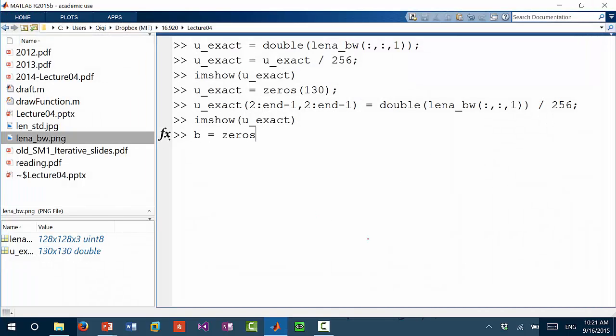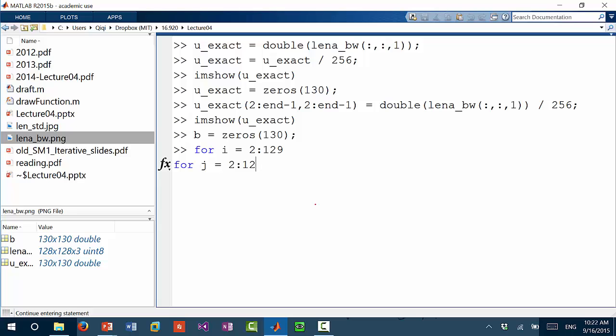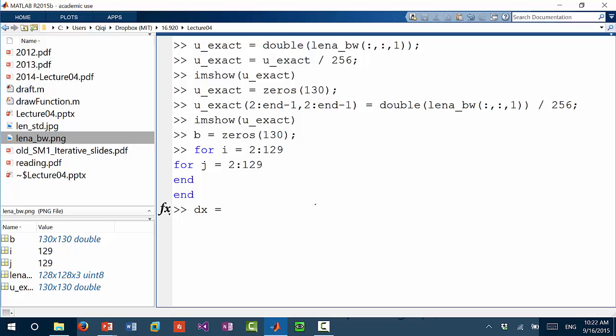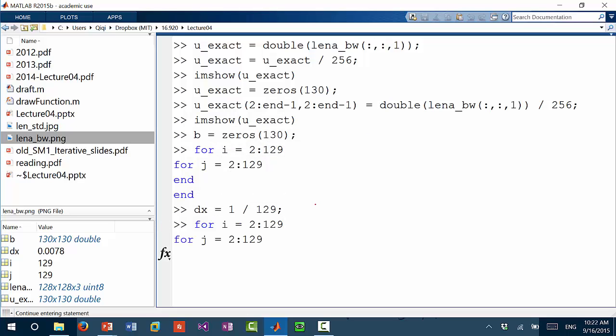Let's say B is equal to zeros, same thing, 130. I'm going to do for i goes from 2 to 129, for j goes from 2 to 129. I'm going to say, oh, I didn't define dx. Let's say dx is equal to 1 over 129. Okay, because the number of grid points is 130, right? So the number of spacings is 129. So if the whole domain is 1 by 1, then this is my dx. Okay, so let me do this again.